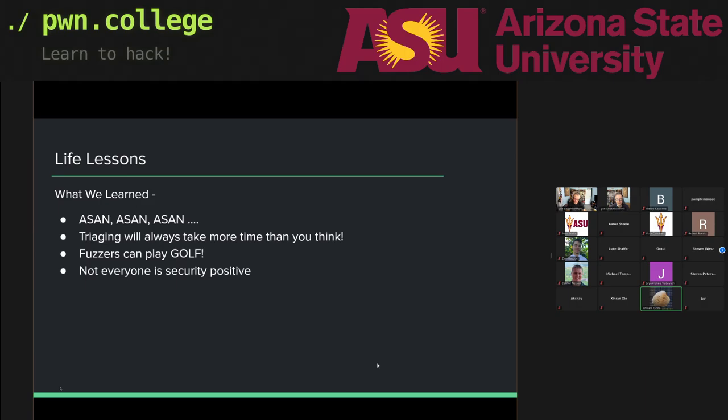And then finally, not everybody's security positive, right? You might run into maintainers and people that just don't have the same mindset as you. And that'll happen. And the best thing you can do is try and make the project better for everybody and then move on. So I hope everybody learned something, and thank you for coming to our presentation.